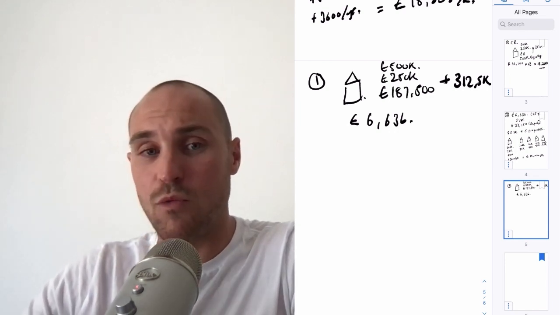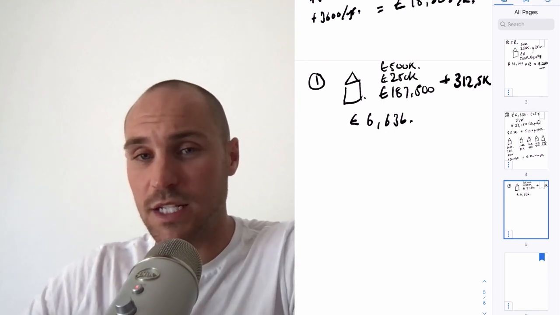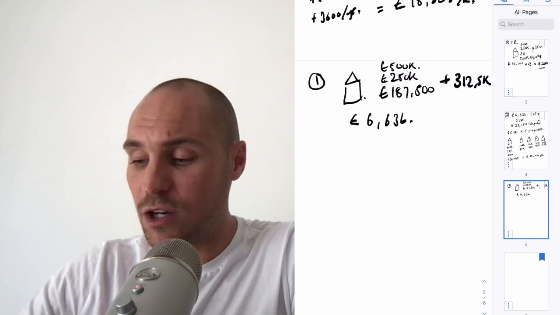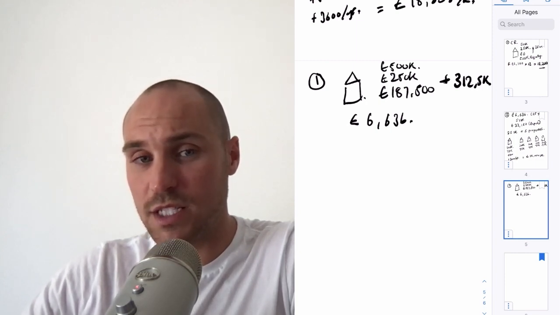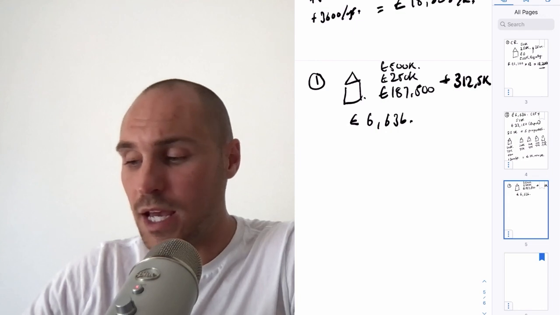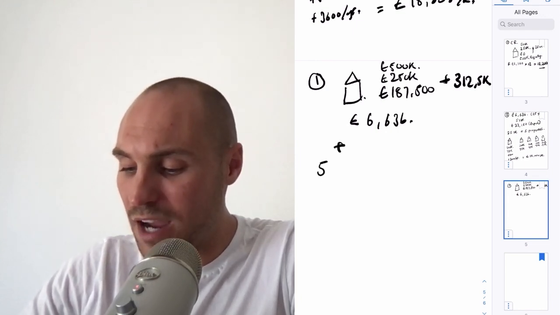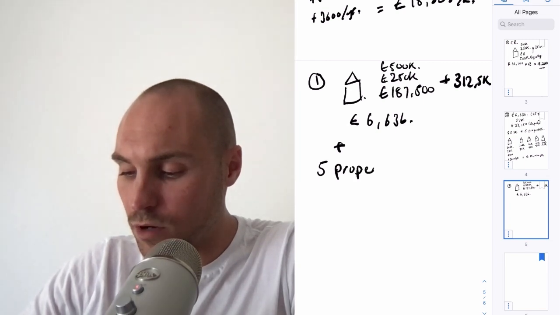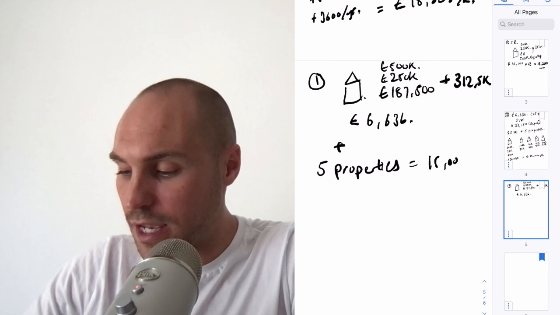But in this example, rather than having one property that we own with £500,000 of cash in it making us 13,200 a year, we've actually got the first property we bought, which is £6,636 of net cash flow a year, 312.5 equity, but we also have an additional 5 properties, right, that are also making 18,000 a year, right?